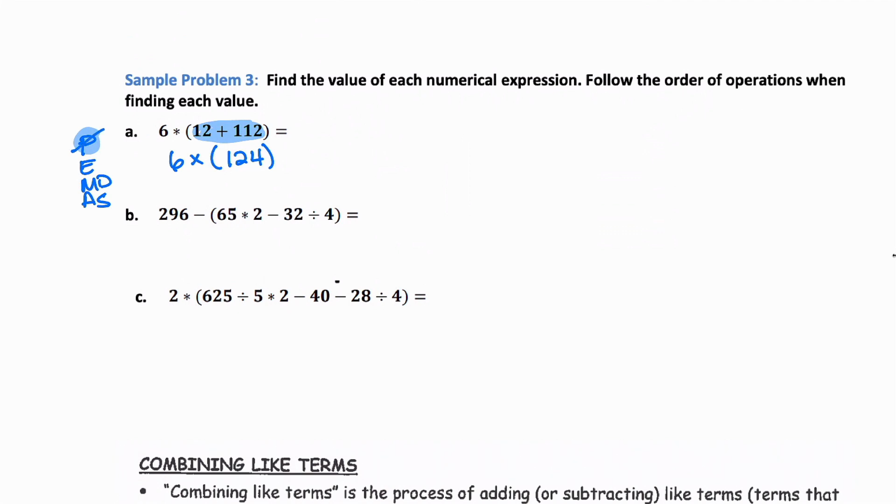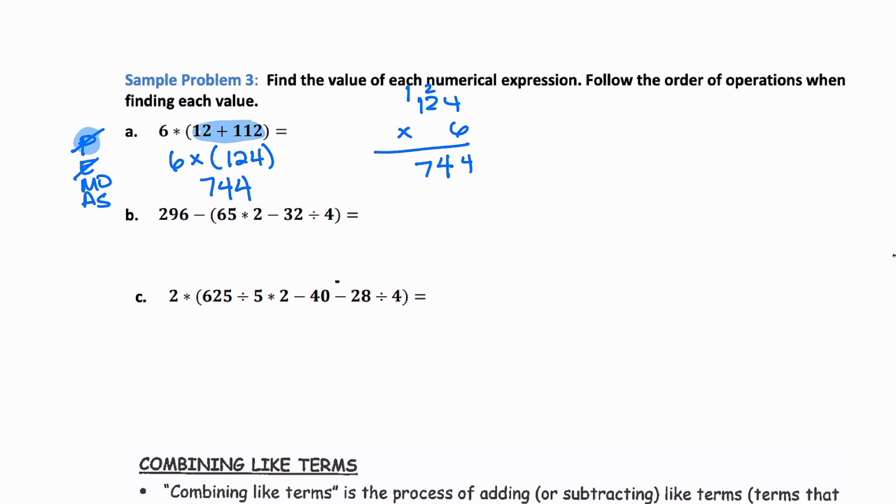Are there any exponents? Nope. Any multiplication or division? Yep, we're just going to finish the problem. It's 6 times 124, and if we were to do it the long way, just like a quick review, we're going to multiply 4 times 6 is 24, bring up the 2. 6 times 2 is 12, plus 2 gives me 14, bring up the 1. 6 times 1 is 6, and then you add the 1 that gives me a 7. My answer should be 744.